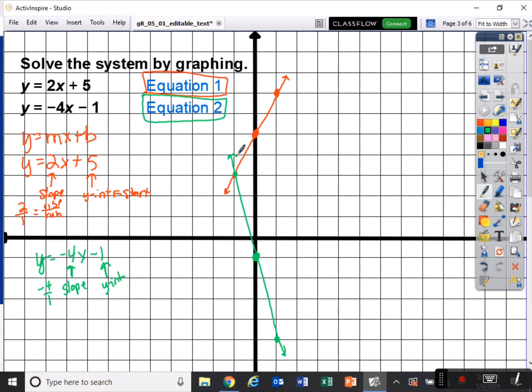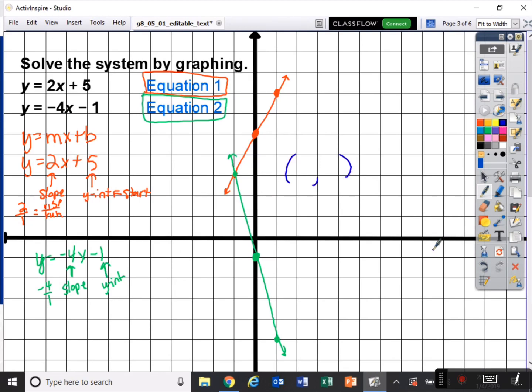So basically, I just found my solution. Now, the answer is not the graphs. The answer is not pointing to that point. The answer is the point. So you have to actually tell me what that point is.